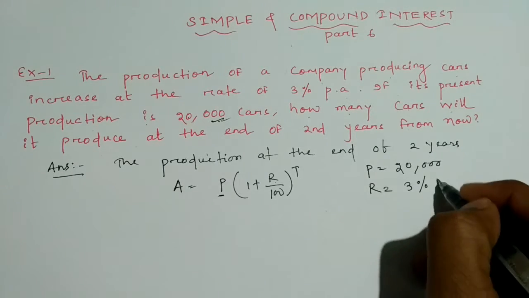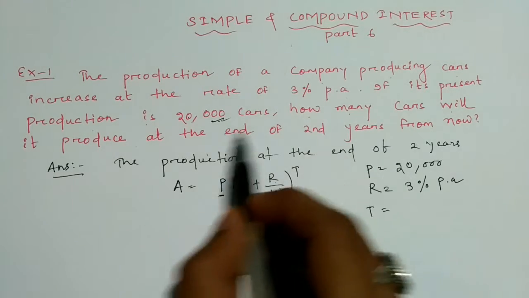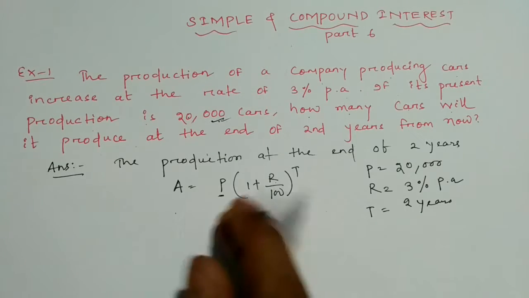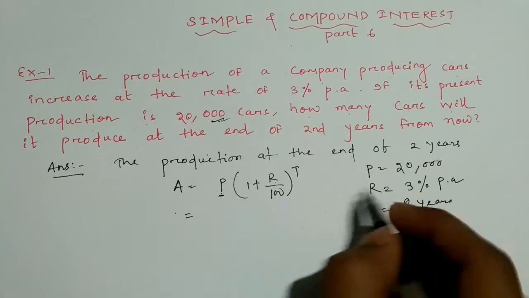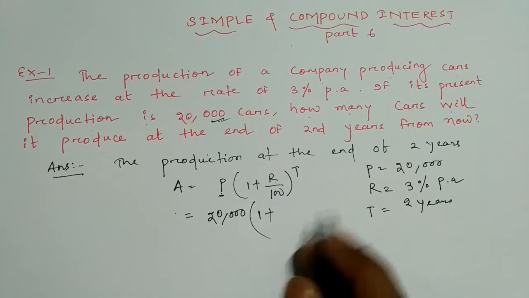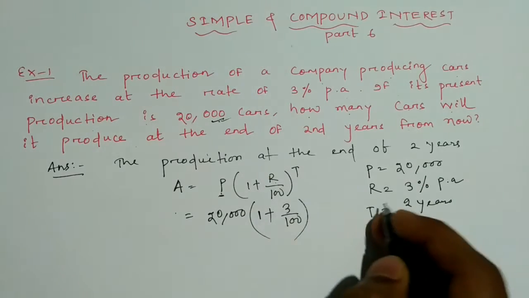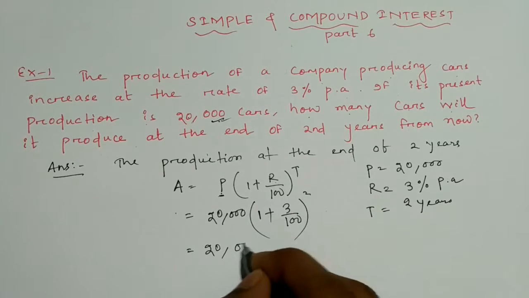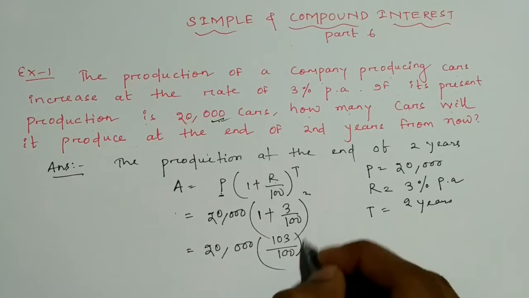So 3% per annum, and the time period is 2 years. Just put the formula and get the answer. So A is 20,000 whole 1 plus R by 100, that is 3 by 100, to the power T, that is 2. So it will be 20,000 into 103 divided by 100 whole square.